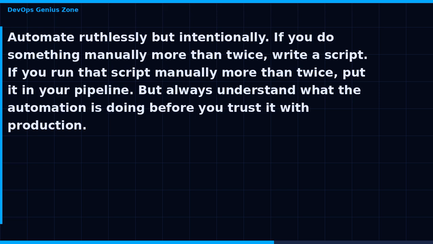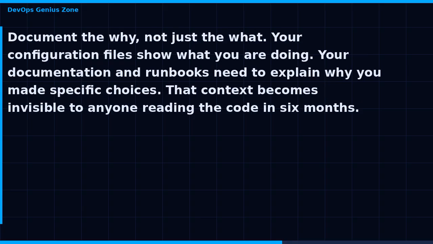Document the why, not just the what. Your configuration files show what you are doing. Your documentation and runbooks need to explain why you made specific choices. That context becomes invisible to anyone reading the code in 6 months.